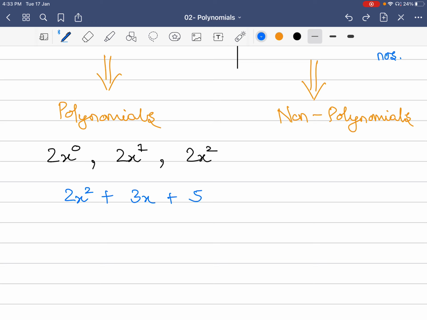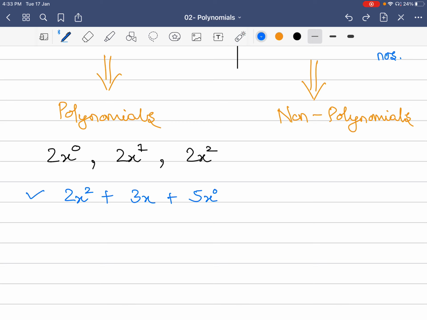To check if an algebraic expression is a polynomial, we have to just check the exponents of the variables. So the exponent is a whole number. Here the exponent is a whole number. Here also the exponent is a whole number, because this can be written as x raised to 0. Anything raised to 0 is 1. So x raised to 0 is 1. So since all the exponents of this algebraic expression are whole numbers, this is a valid polynomial.